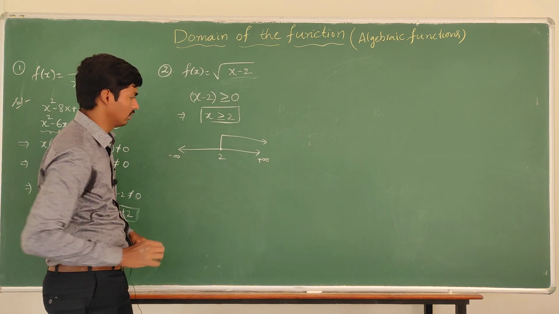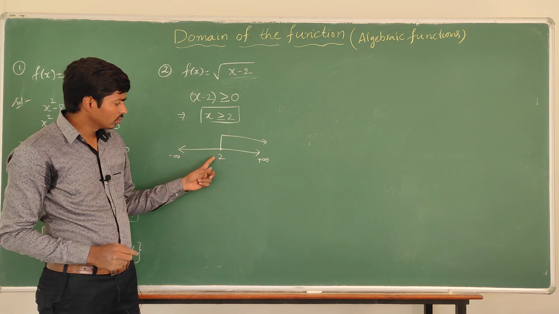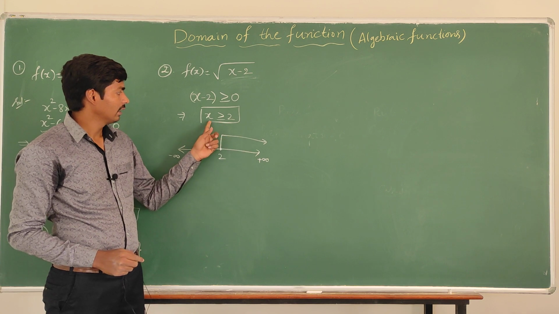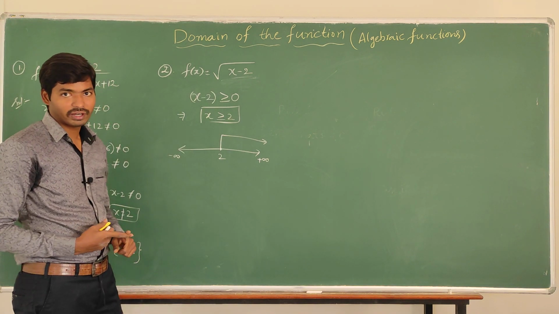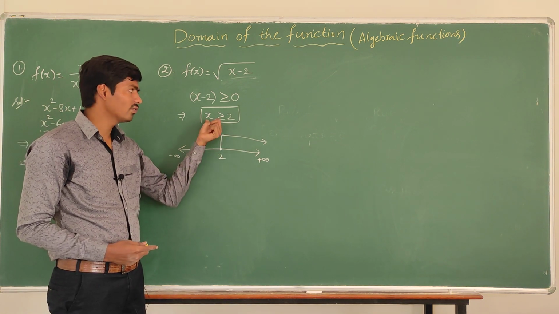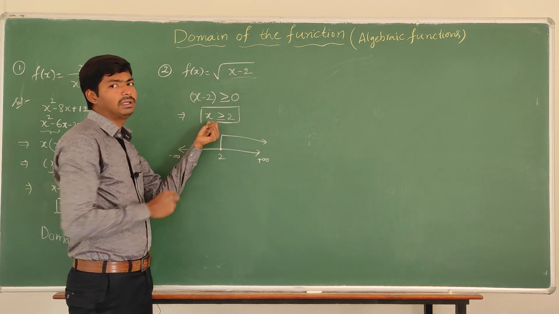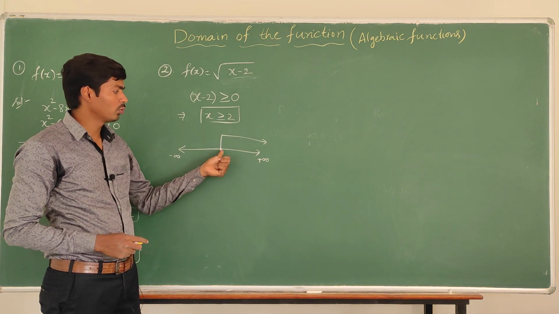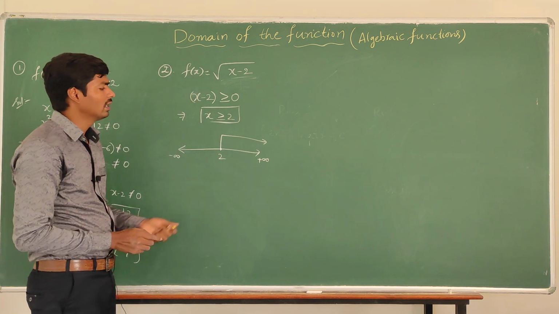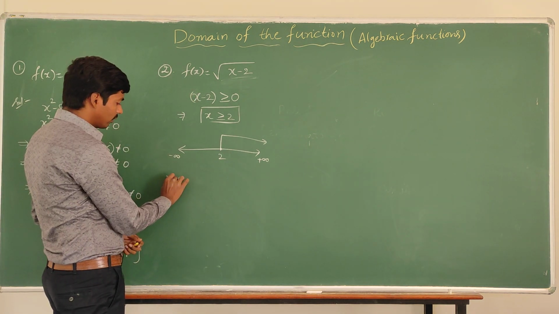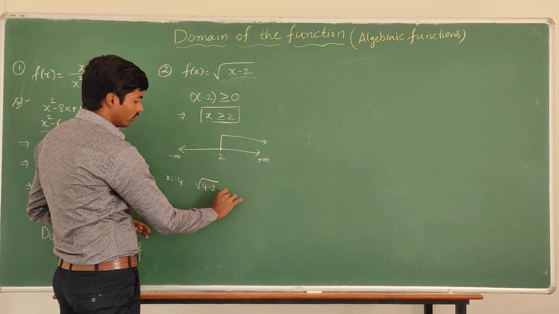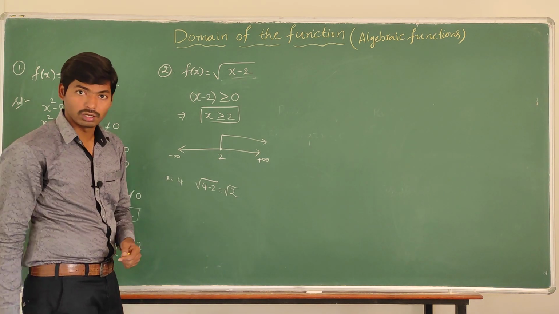So this side is minus infinity. So for all the values from 2 to plus infinity, my function can be defined. Domain is nothing but the set of all the values of x for which my function can be defined. Suppose you take an arbitrary number, x equal to 4. Here, substituting 4 in x minus 2, 4 minus 2 gives root 2, which is a real number.